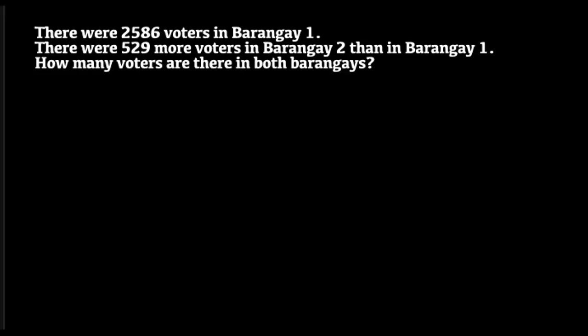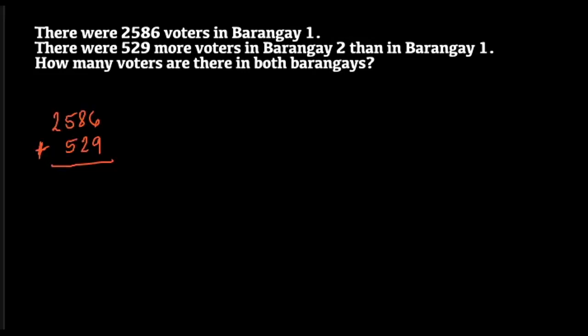All right, so let us now discuss. So for this word problem, we would have to get the total of the number of voters from both barangays. And we know that Barangay 2 has more voters than Barangay 1, 529 more. So in that case, we would need to add 2,586 plus 529.